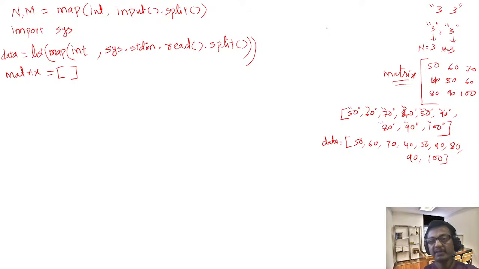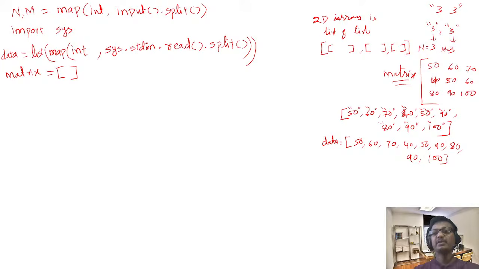In Python, a two-dimensional array, a 2D array, is nothing but a list of lists, a nested list. That means inside one list you can have each row as a sublist. This is row 1 as a sublist, this is the next row as a sublist, and the next row as a sublist. This is equal to a two-dimensional array in other languages like Java. In Python we implement this as a list of lists. That's why I declared an empty list here called matrix.